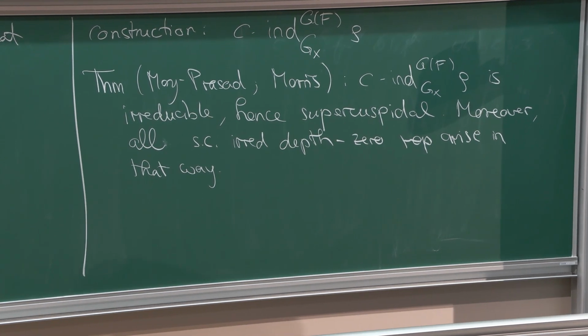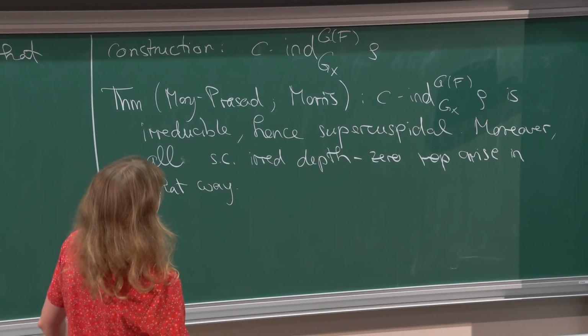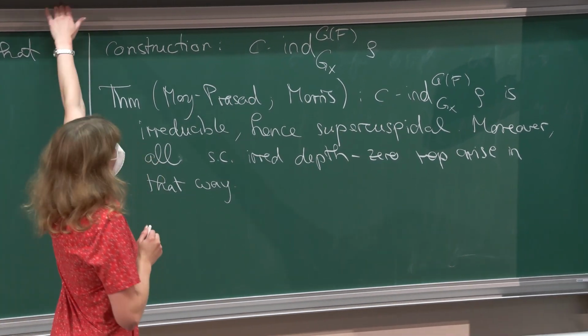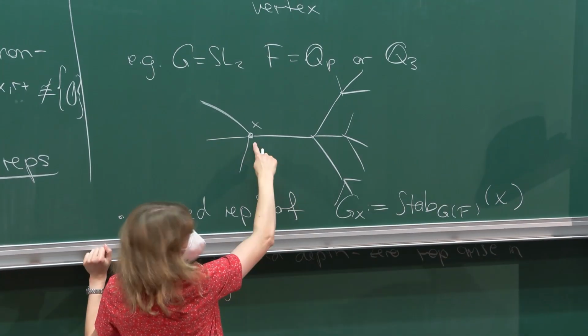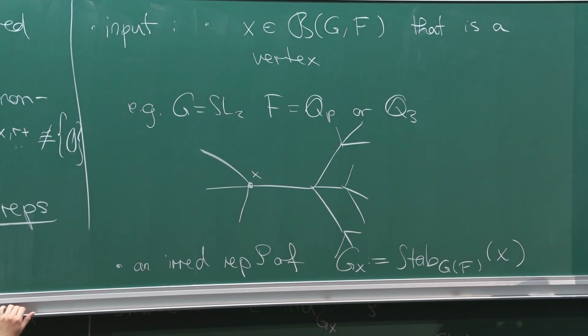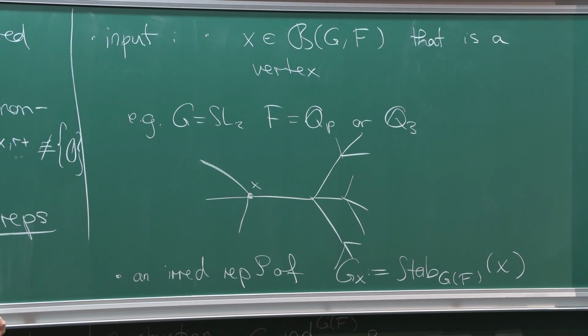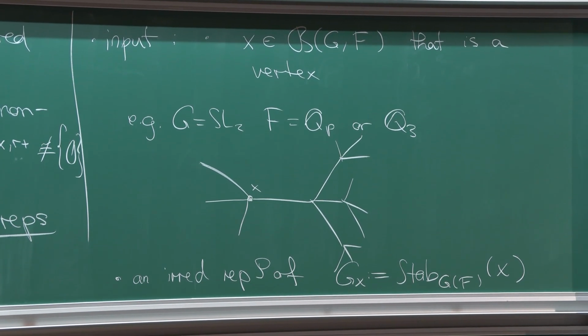Could I ask why does it happen that x's which are not vertices don't matter for this? So I'm asked, why does it happen that points in the building that are not vertices don't matter? Well, they do matter, but they don't give you supercuspidal representations. And for now, I want to focus on the supercuspidal representations.